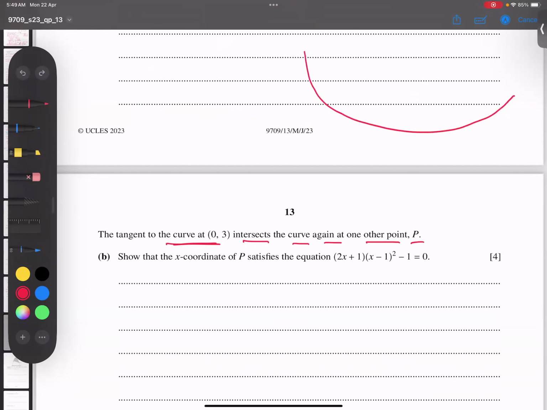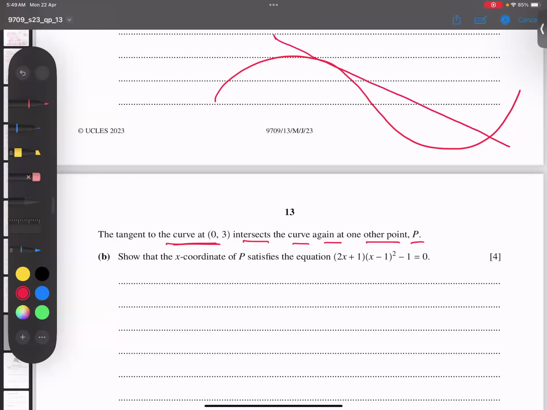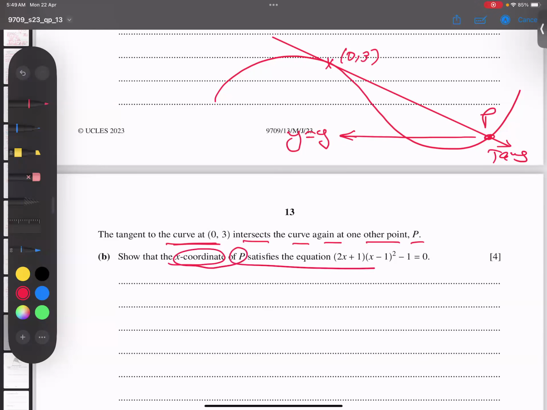And just imagine, just for understanding, this is a tangent and this is meeting once again. This is (0, 3), just for the sake of your understanding. And the tangent is meeting again at P. Okay. So this tangent is meeting the curve once again. And whenever you need a P coordinate, we will put y function equal to y or x equals to x. And he said to show that the x coordinate of P will satisfy this expression. So let's try to do it.